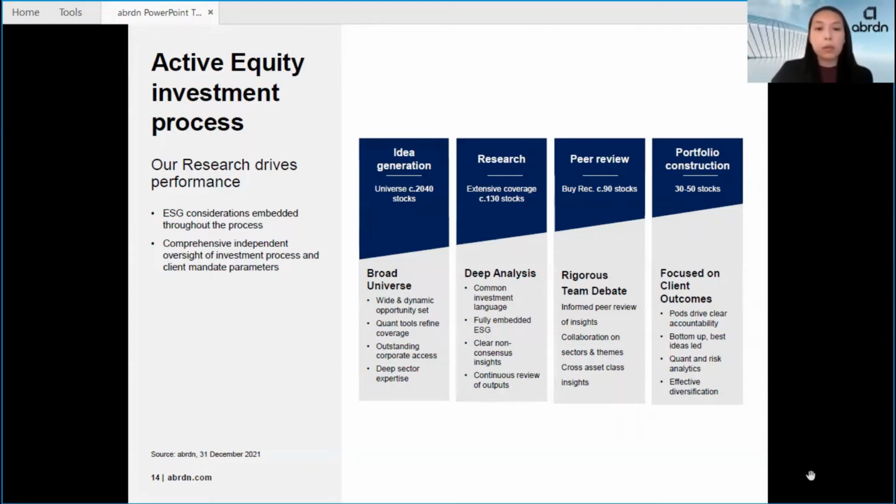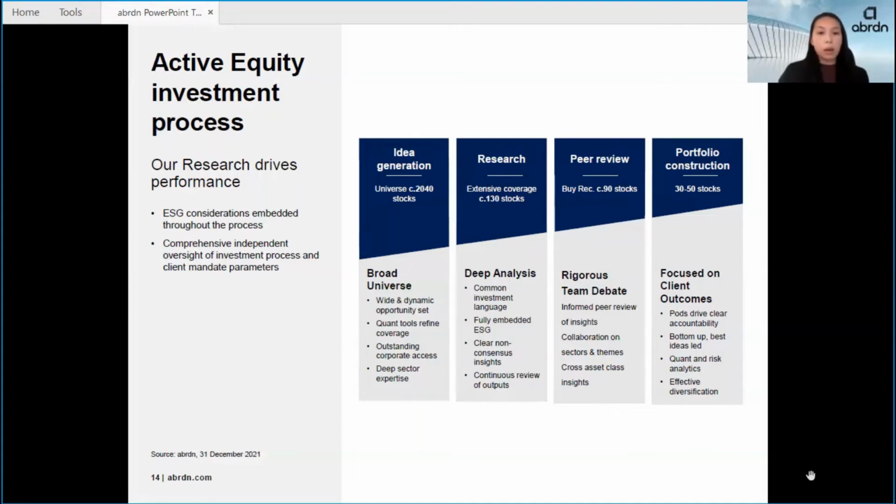These are the stocks that we then rate as either buy, hold, or sell. And then those with a buy recommendation will move to the next stage of a peer review. So a peer review is essentially a stage of a rigorous team debate.